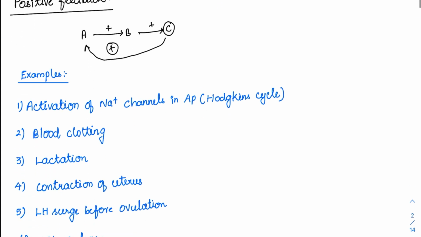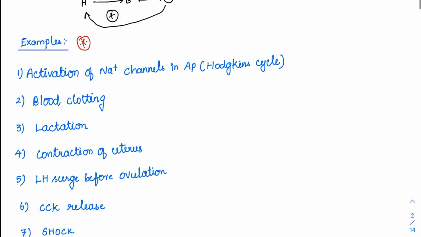So the examples for it are very, very important, because the questions usually asked are: all of the following are examples of positive feedback except, or all of the following are examples of negative feedback except. So this is the common question asked. So we have to mug up all the examples of it.